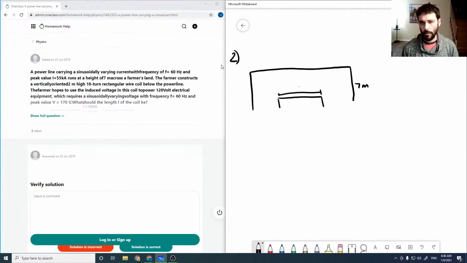So it's got a coil of wire. That's a rectangular coil that's 2 meters by some length. And there's 10 turns of coil there. So the 10 turns are going into and out of the page. Okay. And through this line, there's a current running.